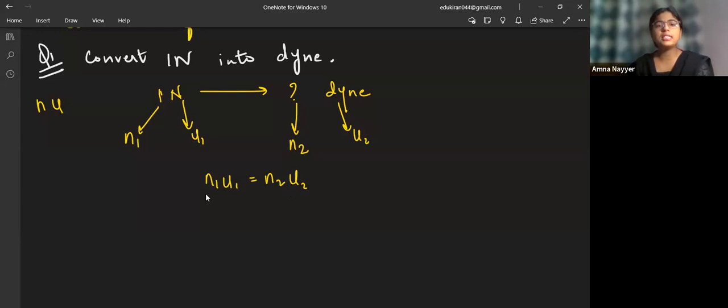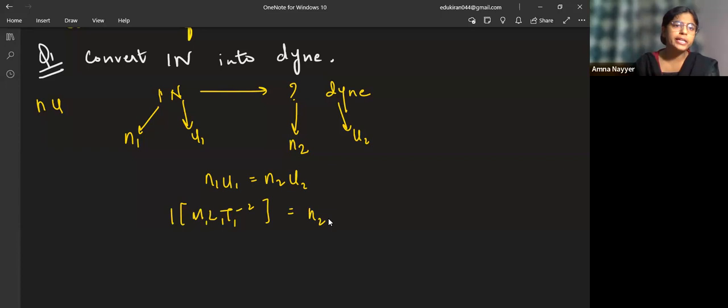So, for example, 1 Newton. So Newton is the SI unit of force. This is known to us. So for that matter, for Newton, what we have to do, N1 will be 1, and unit is given for force. So what you have to do, what is the dimensional formula for force that we have studied? MLT to the power minus 2, mass multiplied by acceleration. So that is what we have to write. So U1 is going to be MLT to the power minus 2. So M1, L1, T1. Same thing. N2 is unknown to us. Had it been given, we would have put that value. So N2 is unknown to us. So we'll put it as N2 only.